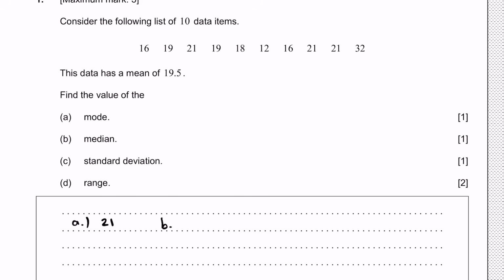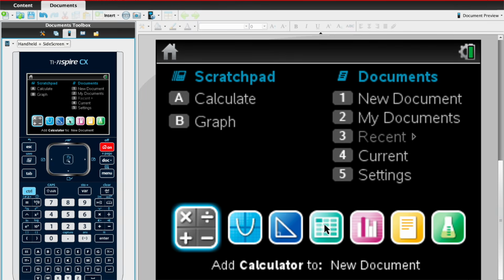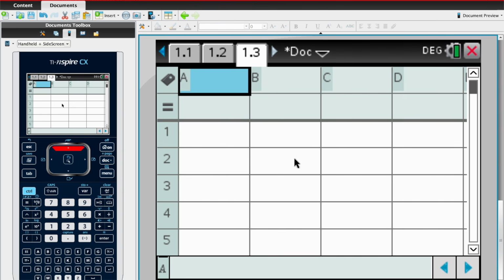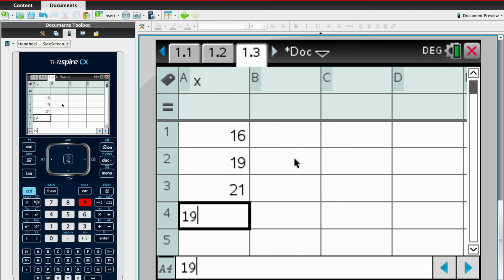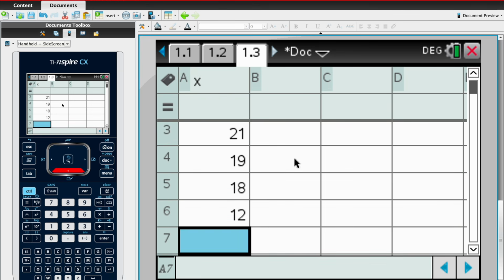We can actually do this by hand, but since we're going to need to find the standard deviation using a calculator afterwards, just to prevent any kind of calculation errors, I think use the calculator to work this out and then potentially give some greater assurance. So here we are in the calculator, going to go to tables and spreadsheets. Going to set a value, can call this x, doesn't really matter. And let's input these data values, these 10 items. So 16, 19, 21, 19, 18, 12, 16, 21, 21, 32.